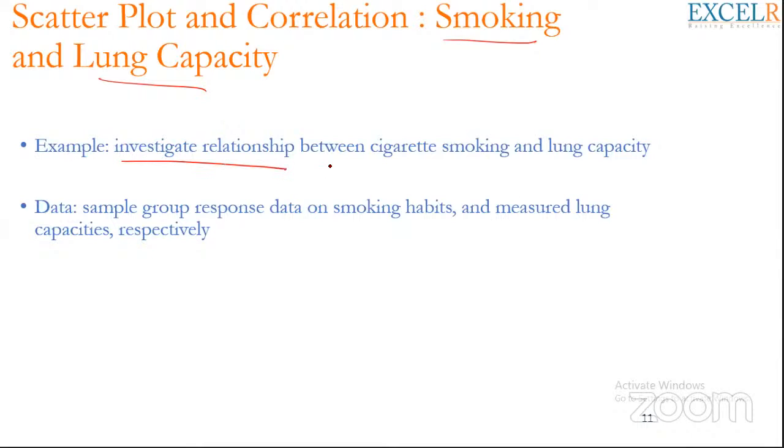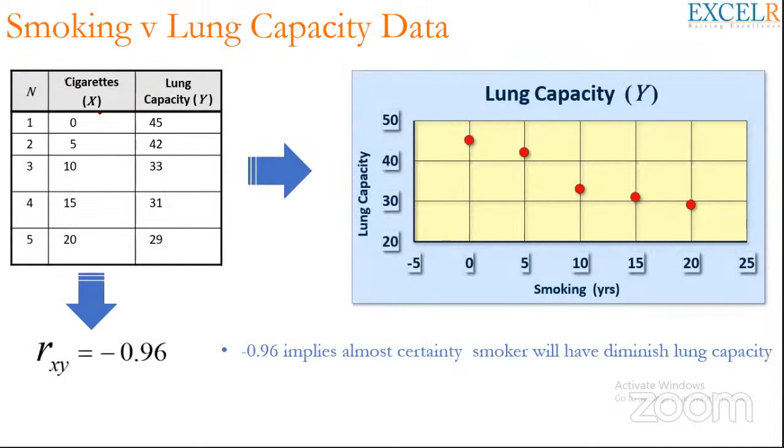So, investigate the relationship between cigarette smoking and lung capacity. The data is the sample group response data on smoking habits, with measured lung capacities respectively. That is the data you can see here: the cigarettes, the lung capacity. So, the number of years of cigarette smoking habit and the lung capacity. The lung capacity is basically how much quantity of air your lungs can hold. When you inhale, how much air can be held by the lungs. Okay, that is what lung capacity is.